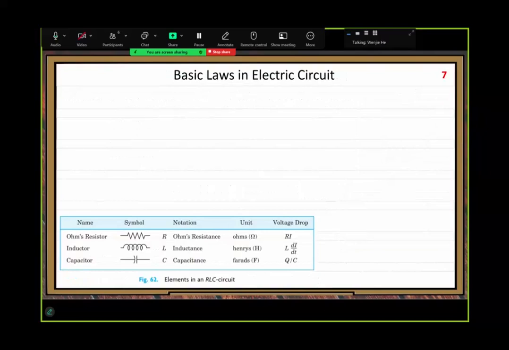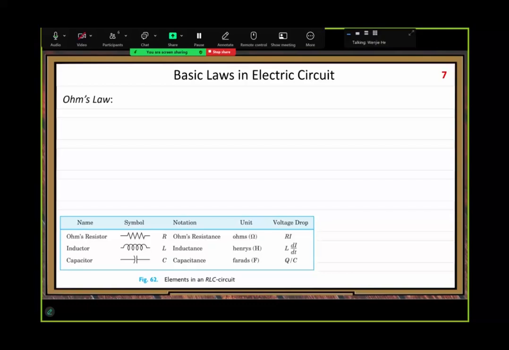We need to use these three laws to set up a differential equation, an ODE. After this slide, we will look at our first question in electric circuits.